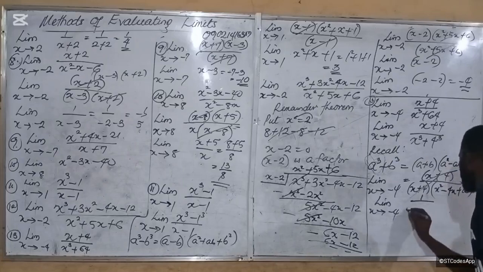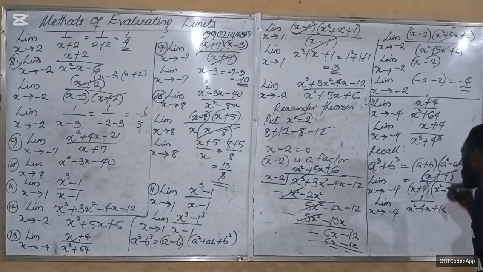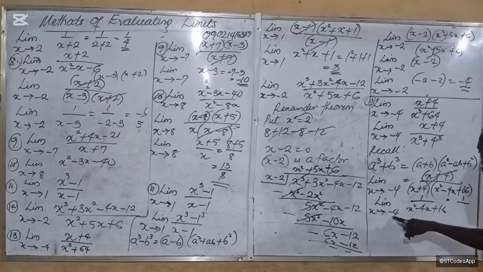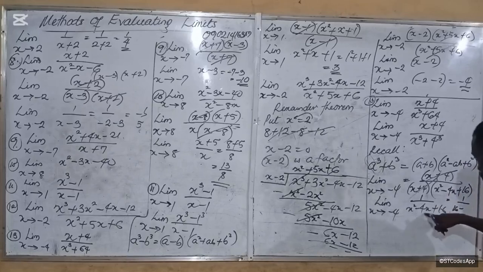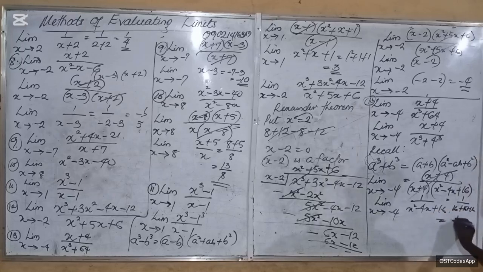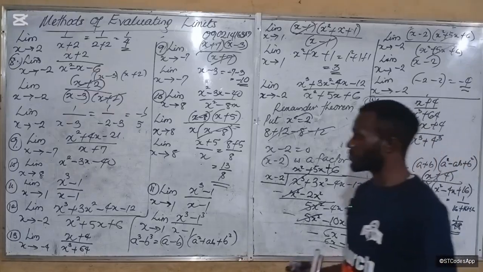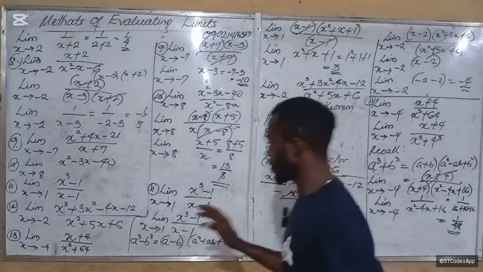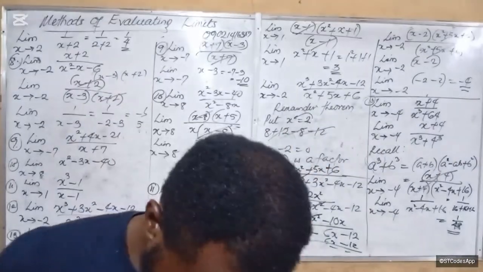Of 1 over x squared minus 4x plus 16. Then you substitute, you have 1 over minus 4 squared is 16, minus 4 times minus 4 is still 16, plus 16, 16 plus 16 plus 16. That's 32, that's 48. 1 over 48. No negative, 1 over 48, okay. So that's number 13. So let's see other questions.